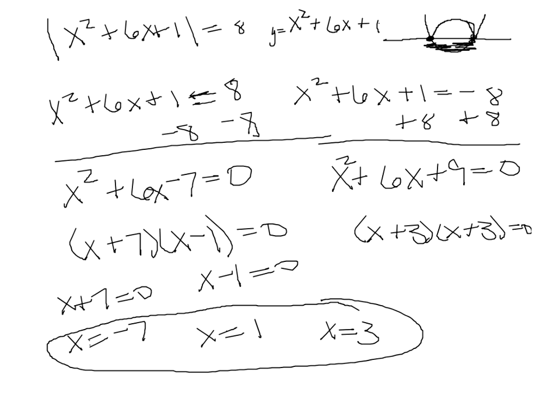Now when I draw the horizontal line y equals 8, which is what this says, the absolute value of x squared plus 6x plus 1 equals 8, it crosses here, here, and the vertex of that parabola just barely touches it in just one point. So there's my solving a more complicated absolute value equation.